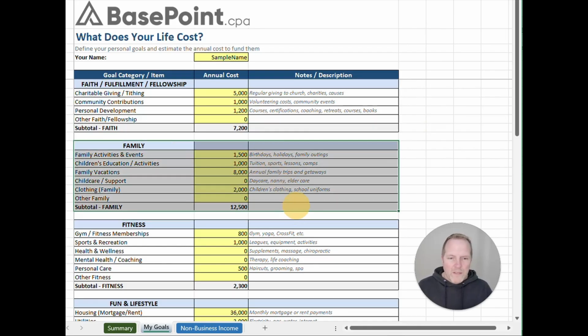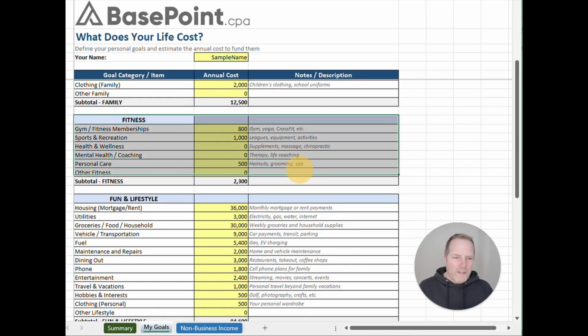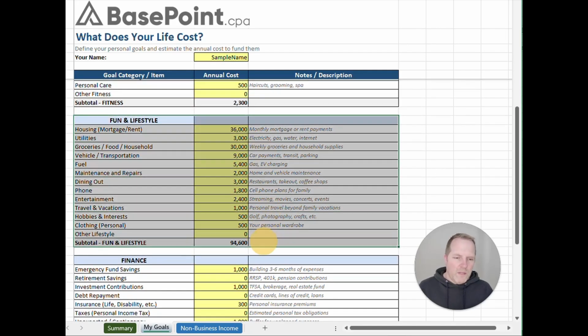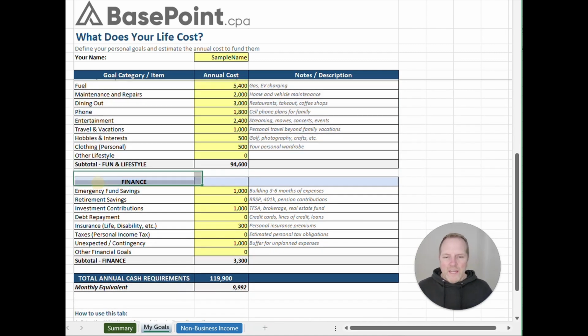Second category is family. Okay, so what you want your family life to look like in terms of activities, vacations with your family, if you need childcare support, taking care of your family in terms of clothing, etc. Then we have fitness. Okay, so fitness isn't just physical, but also mental. So you want to think about your mental and your physical fitness, what types of goals you might have in that area, and the associated costs there. Fun and lifestyle, this is going to be often where the lion's share of your personal budget is going to be situated. And then we've got finance. This is going to be some of your overall financial goals.